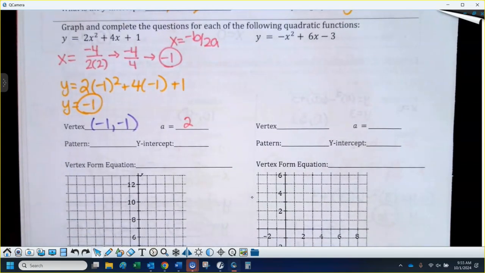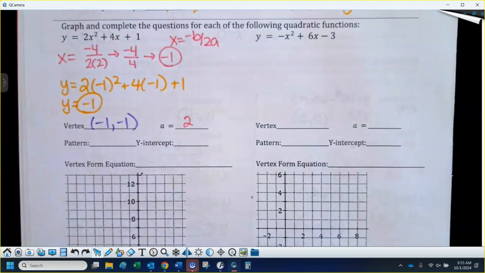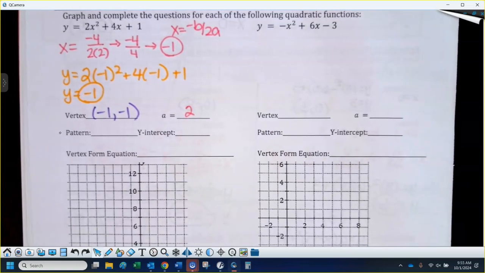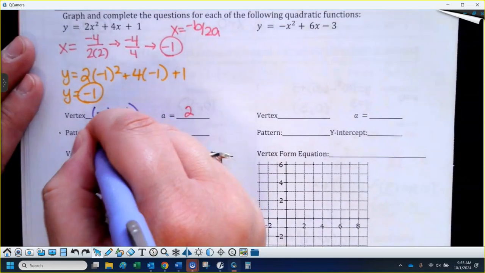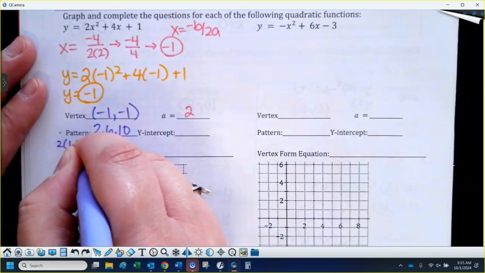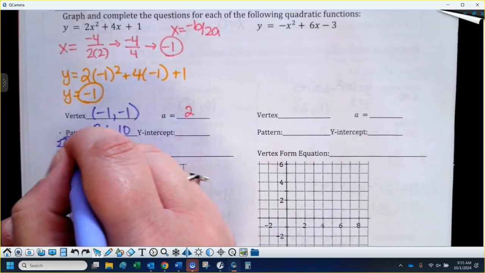What pattern would I use to graph after I plot that vertex for this quadratic? Or would it be 1, 3, 5? No, okay. What would it be, or how would I figure it out? What do you think? Exactly. So the A value is 2. So you can still use the 1, 3, 5 pattern, but the 2 is going to stretch that graph out, vertical stretch there, bless you.